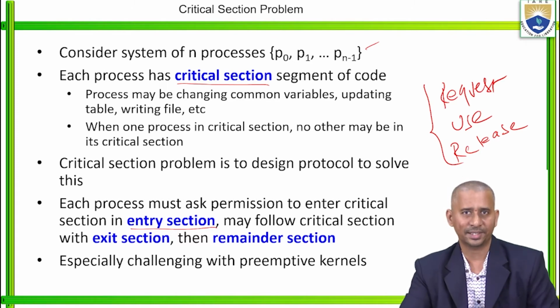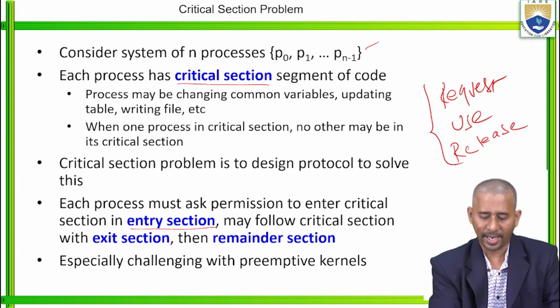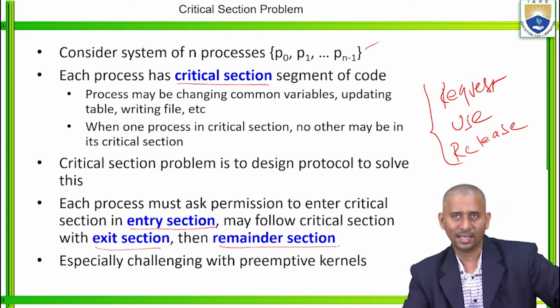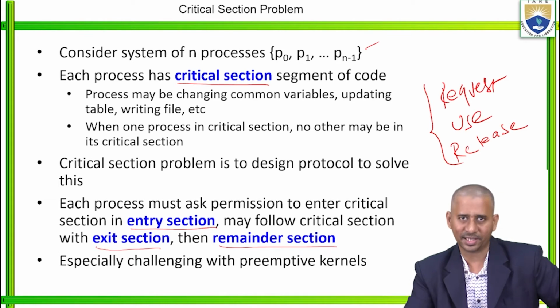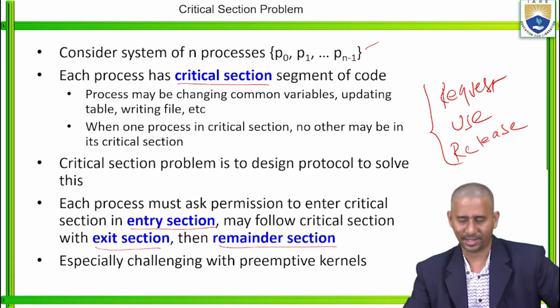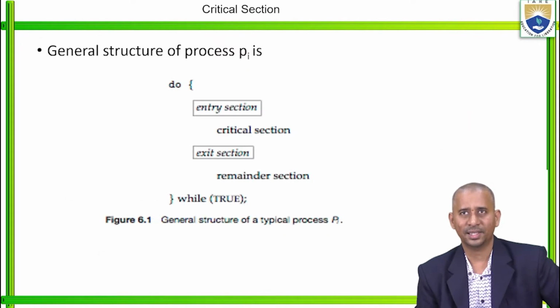In the same fashion, each and every process must ask permission to enter into its critical section, which is described in the entry section. Then it follows with the critical section, exit section and then remainder section. So the critical section problem consists of three sections: entry section, exit section and remainder section. This is the general structure of any particular process.